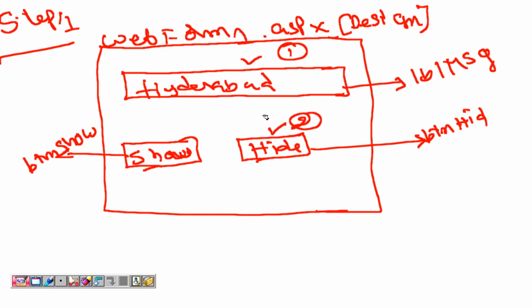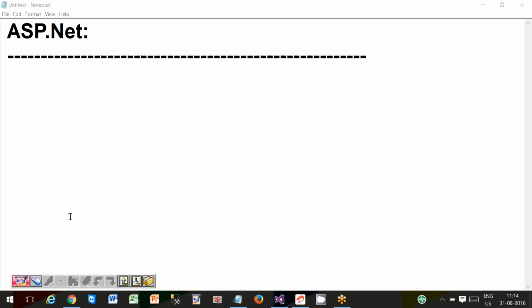Whenever you click the hide button, that particular label should be hidden. Whenever you click the show button, the particular label should be shown. So totally you need to write the logic under how many events, Prithvi? Girish, how many events total you need to write? Three events.